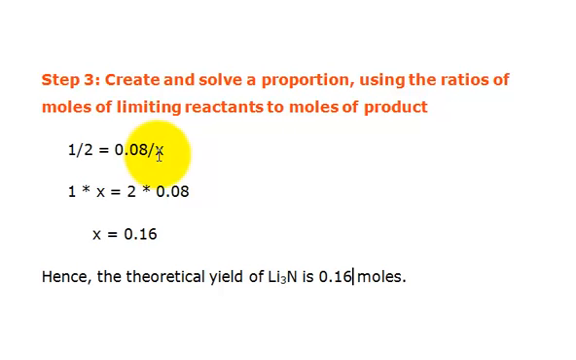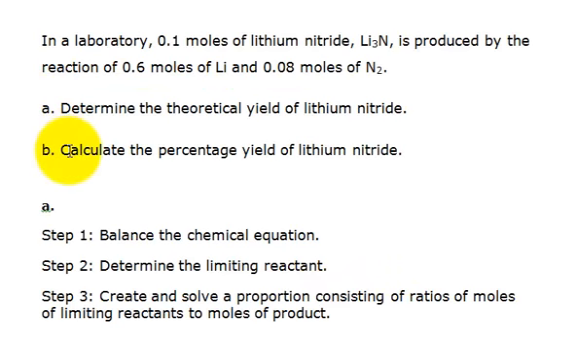Now we need to solve this proportion by cross multiplication. 1 times X equals 2 times 0.08. Therefore X equals 0.16. Hence, the theoretical yield of lithium nitride is 0.16 moles. Now the part B of this question is to calculate the percentage yield of lithium nitride.